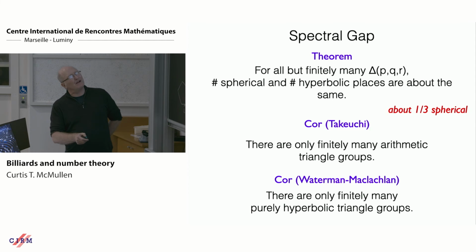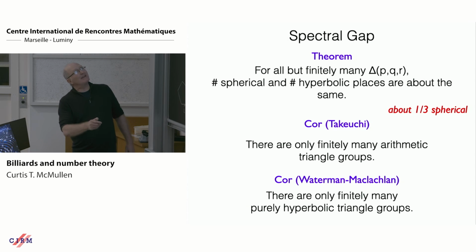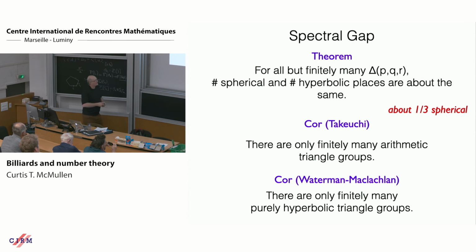So there's a general theorem that there's only finitely many arithmetic triangle groups. This can be greatly generalized. This is due to Takeuchi. There's a list of 76 such groups. But there's also a theorem due to Waterman and McLaughlin that there are only finitely many purely hyperbolic triangle groups. These are triangle groups such that all their Galois conjugates are hyperbolic. Here, all their Galois conjugates are spherical, except for the original group. And the theorem is that there's a single equidistribution theorem which contains both of these results. So I'd like to conclude with two quick glimpses into that theorem.